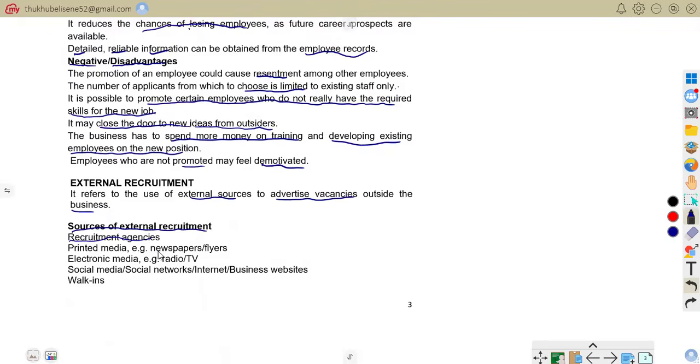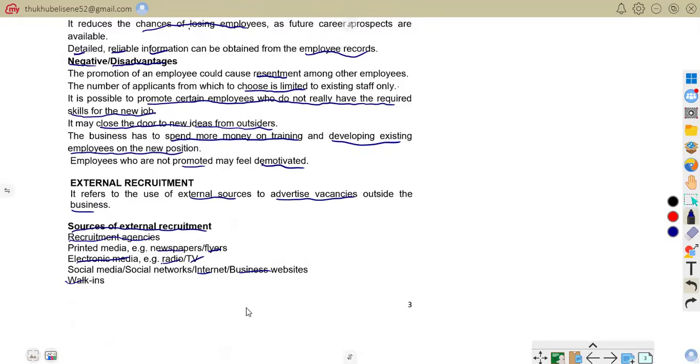Printed media can as well be one of the sources of external recruitment, where we can make use of flyers and newspapers to advertise the vacancy. Also electronic media, whereby you can advertise on radio and television. Social media, social networks such as Facebook and WhatsApp, we can go via the internet, the business website, and walk-ins as well. Those are the sources of external recruitment.